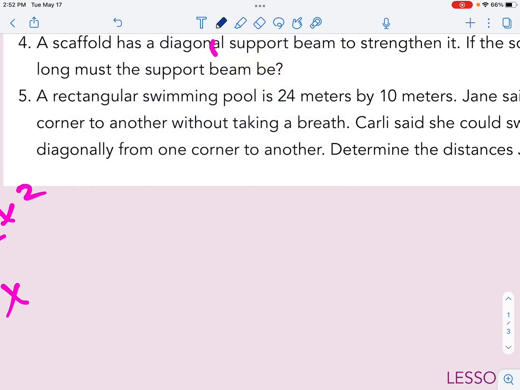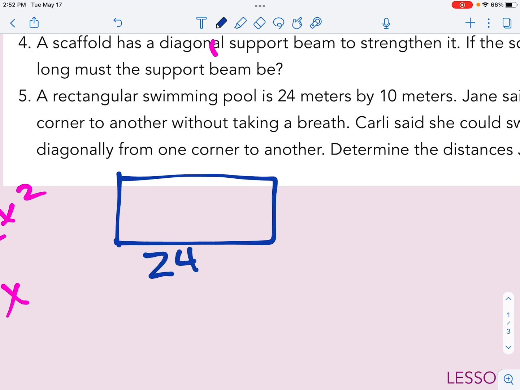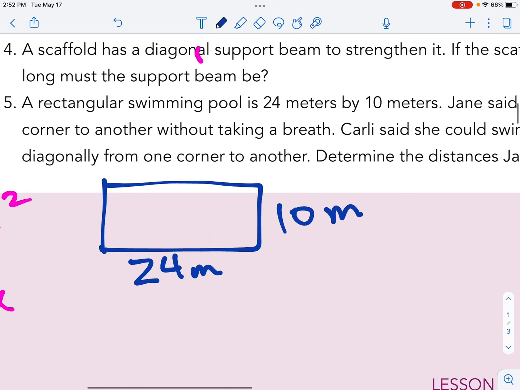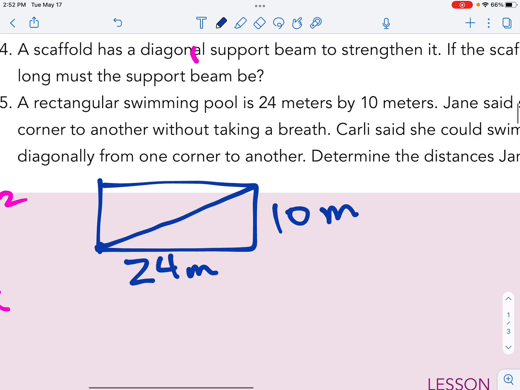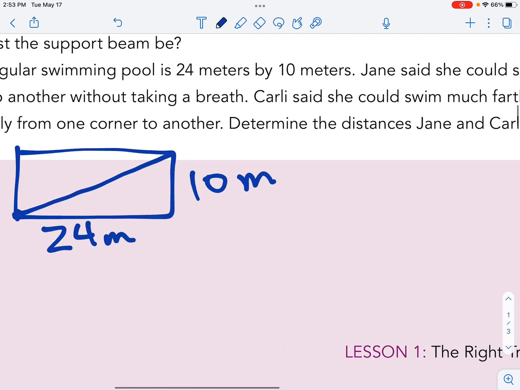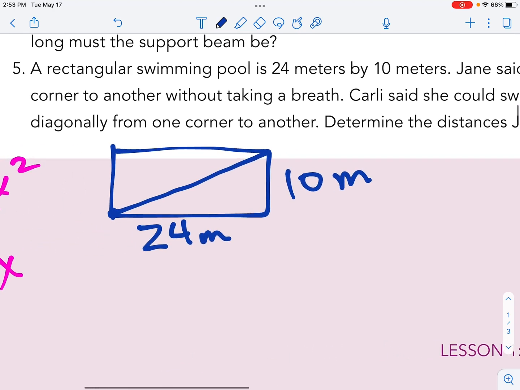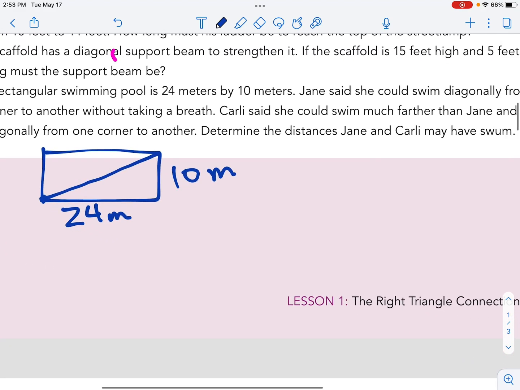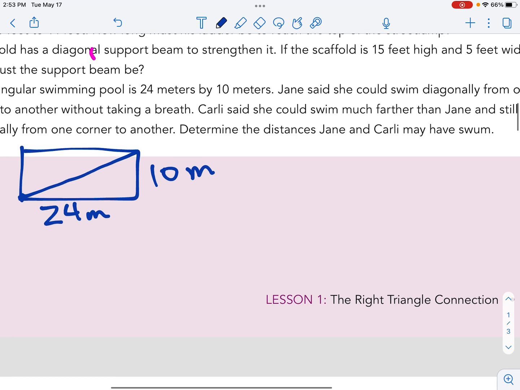I have a rectangular swimming pool. Okay, it is 24 meters by 10 meters. Jane said that she could swim diagonally from one corner to the other without taking a breath. Carly said that she could swim much farther than Jane and still swim diagonally from one corner to another. Determine the distance Jane and Carly must have swum.